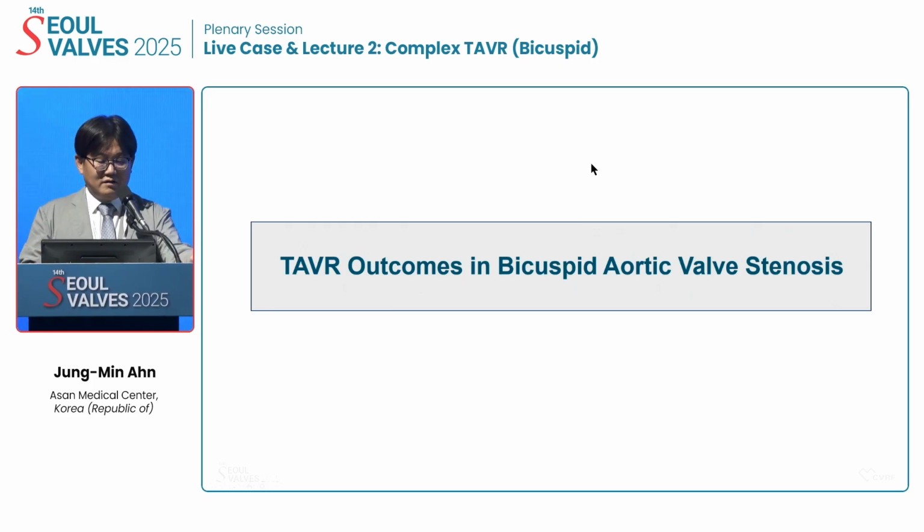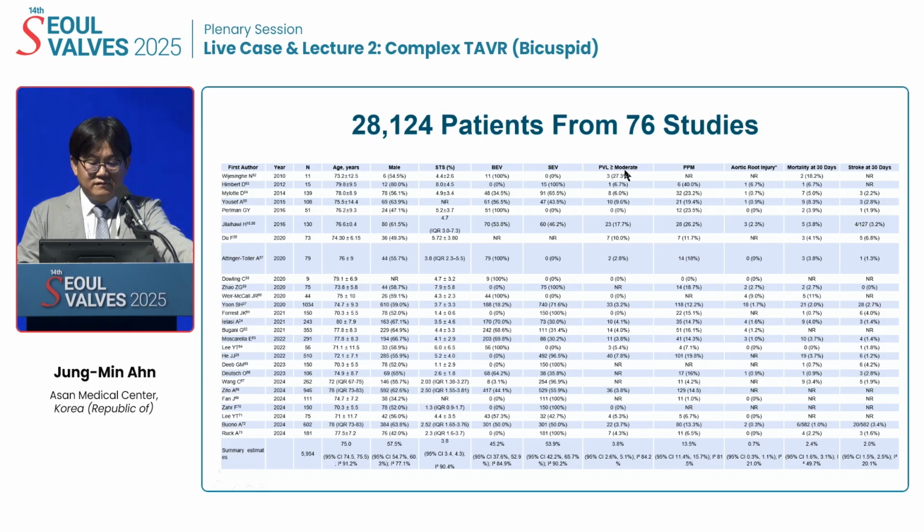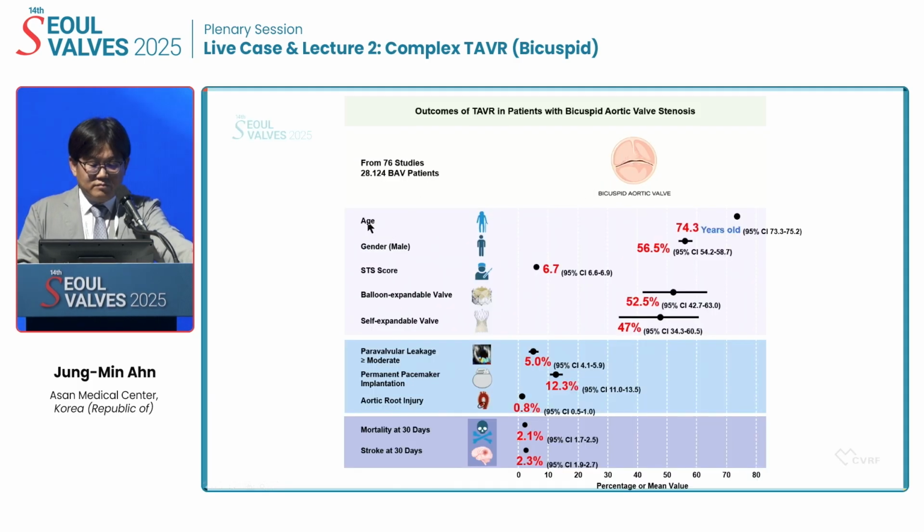So what about the meta-analysis result in bicuspid aortic valve disease? I summarized 28,000 patients from 76 studies. The mean age was 74, male was 56%, and the STS score was 6.7. Interestingly, balloon-expandable valves were used in 42% and self-expandable valves in 47%. Significant PVL was 5%, PPM rate was 12.3%, aortic root injury was 0.8%, 30-day mortality was 2.1%, and stroke rate was 2.3%.